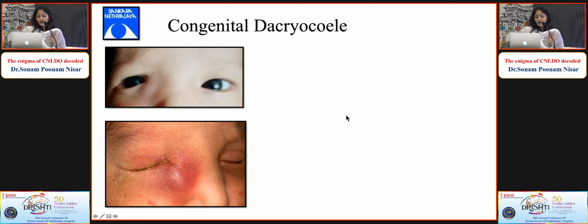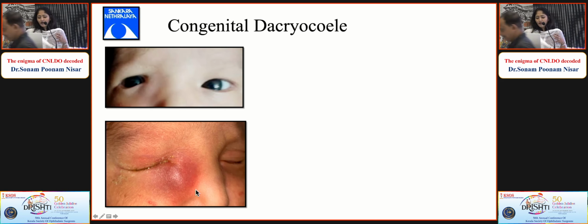So as you see here, this is a 5-day-old baby who presented with a swelling along the lacrimal sac area. It generally has a bluish hue. And here you see the patient on day 7 of birth. You can see how inflamed and infected this has become. You can also see that there is mucopurulent discharge here.